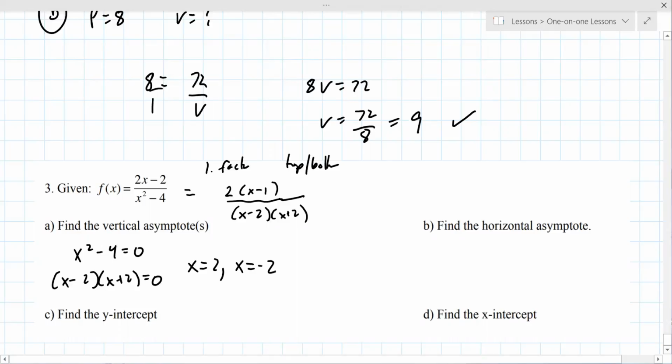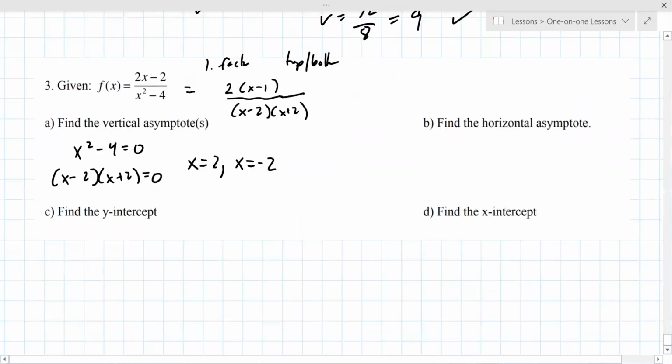The horizontal asymptote, well, if there was a number being added outside here, it would have an impact. Here, it's based on the degree of the numerator and the denominator. Since the degree of the numerator equals 1, that's the exponent, and the degree of the denominator equals 2, since 1 is less than 2, this becomes y equals 0.